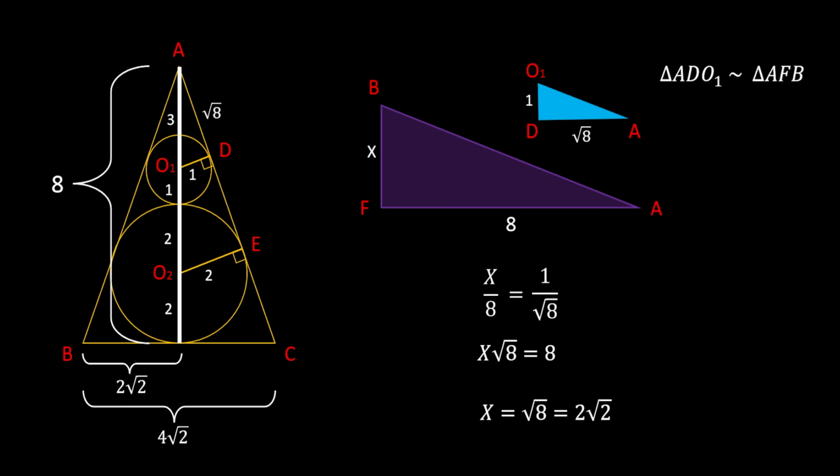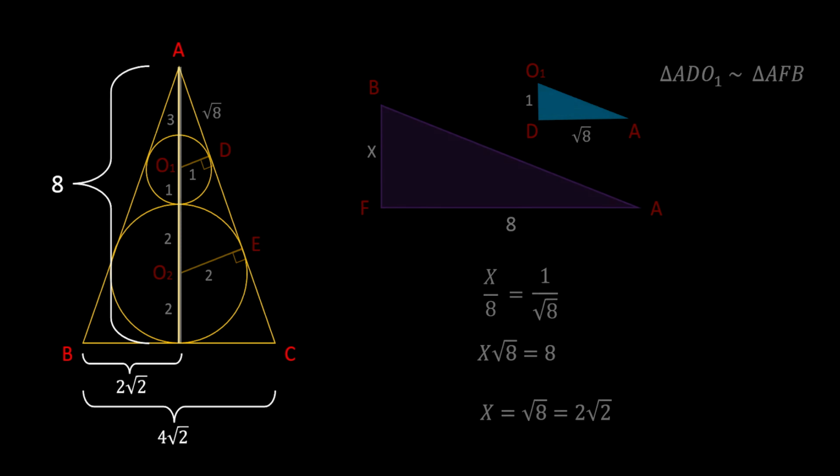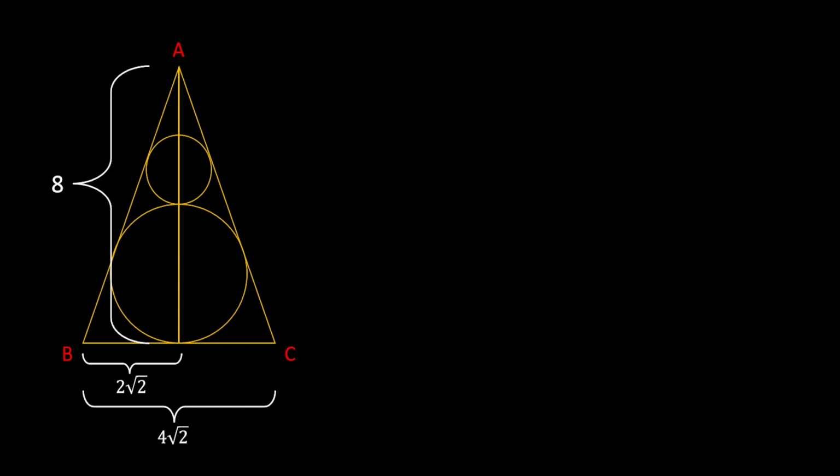Now, if we erase all unnecessary data, we can see that we have the base of our isosceles triangle ABC, that's 4 square root of 2, and its height that is equal to 8. Now all that we need to do is to calculate the area of this triangle. We already know that the area of the triangle is equal to the base times height over 2.